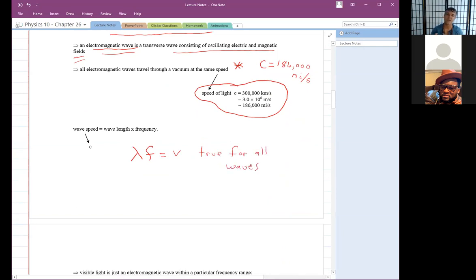But if we're talking about light, light in a vacuum travels at c. So basically what we have is the wavelength of light times the frequency of light is going to be equal to the wave speed, which for light, we just indicate with c.